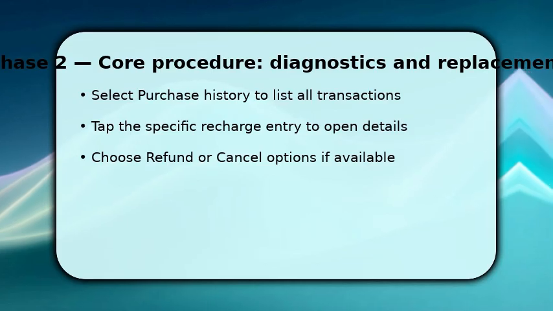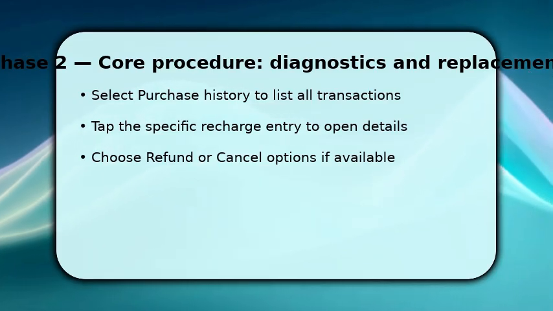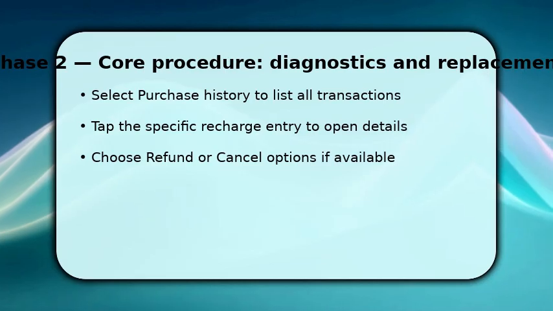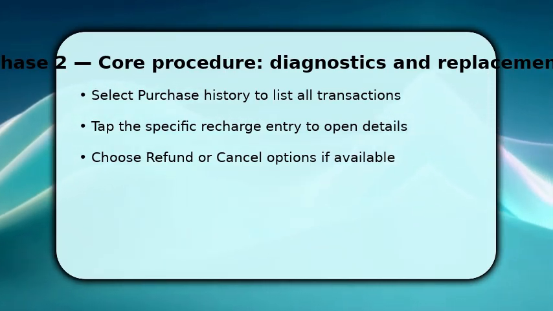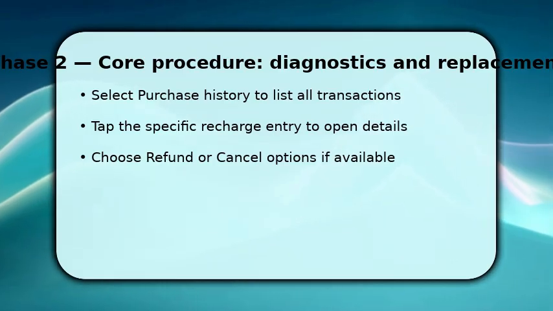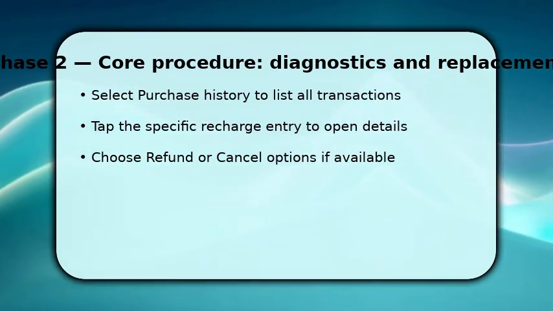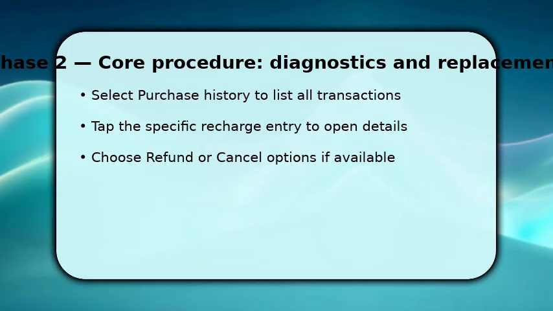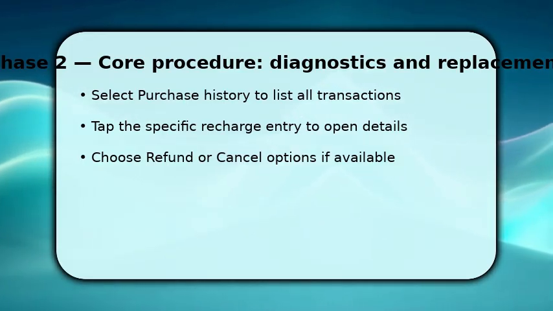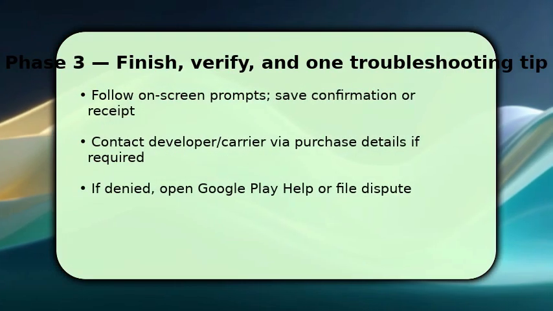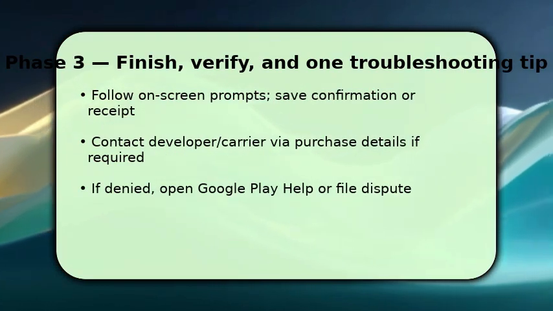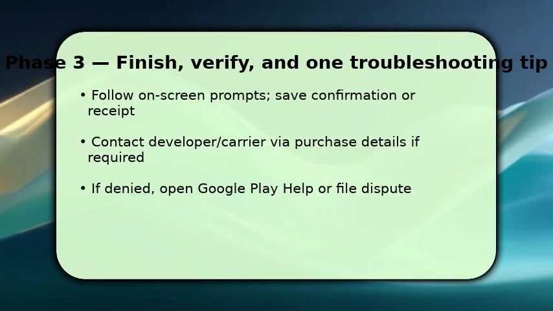Once you tap that entry, read the details. Google sometimes offers refund, request refund, or cancel depending on timing and the vendor. If refund is shown, follow prompts to request it. If cancel is shown, confirm cancellation. If neither appears, you will need to contact the app or carrier shown in the purchase details for a manual reversal. Finally, complete the on-screen prompts to confirm cancellation or submit a refund request.